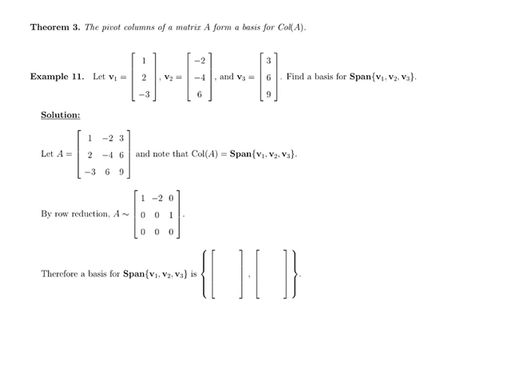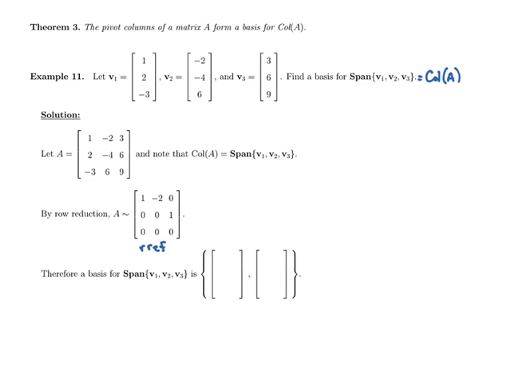So let's look at another example here. Let V1, V2, V3 be given by those vectors there. Find a basis for the span of those vectors. That is the column space of A, where A is the matrix whose columns are given by those vectors. So by row reduction, this matrix A can be row reduced into this reduced echelon form. This is actually row reduced echelon form.